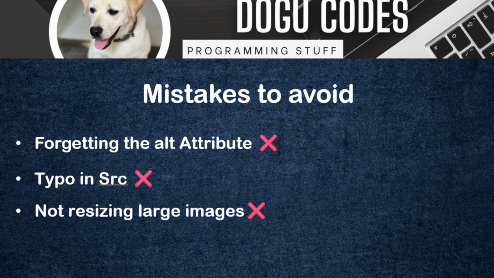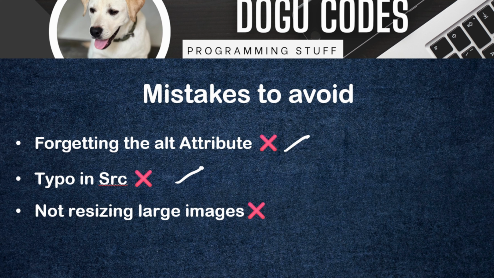Now let's talk about some mistakes that you should avoid. First of them is forgetting the alt attribute. You should never forget or skip the alt attribute inside the image tag, as if you forget the alt attribute and your image does not render properly, there would be a blank space and the user could not get to know what there is.